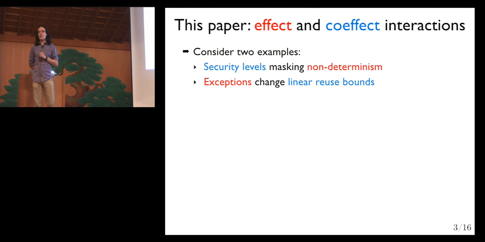The other is the interaction between exceptions and linear reuse bounds. If an exception is thrown, then future parts of my computation have their resource information changed, because the exception interrupts the rest of the execution flow.